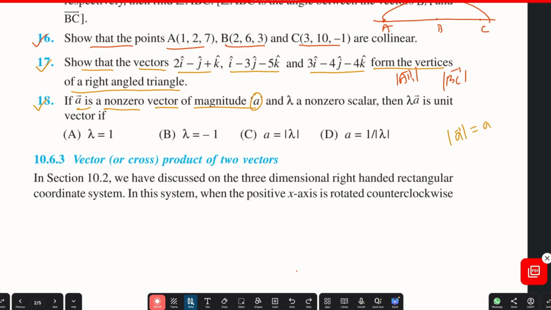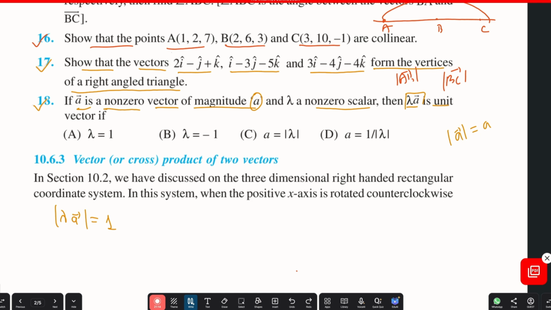And lambda is a non-zero scalar. Lambda is a non-zero scalar, so lambda may be negative, possible, maybe positive also, but not zero. So that lambda A becomes a unit vector. If lambda A vector is a unit vector, it means if I calculate the magnitude of lambda A vector, it should be 1. It must be 1. It means its mod equals 1.